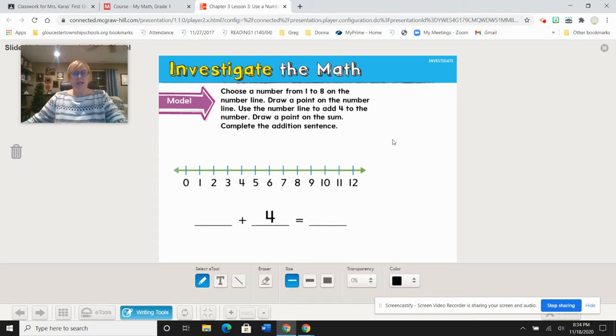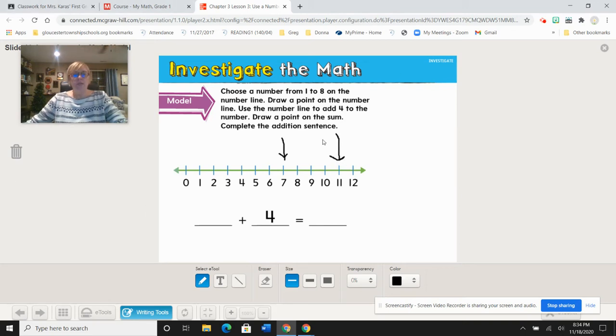Choose a number from 1 to 8. Let's pick 7. Okay, so then they say draw a point. So that means like they want us to point to it. Okay, 7. Now, use the number line to add 4 to the number. So that means they want us to count on. All right, so here's the 7. 1, 2, 3, 4, and then they want us to draw a point to the sum right here. Okay, to point it out.